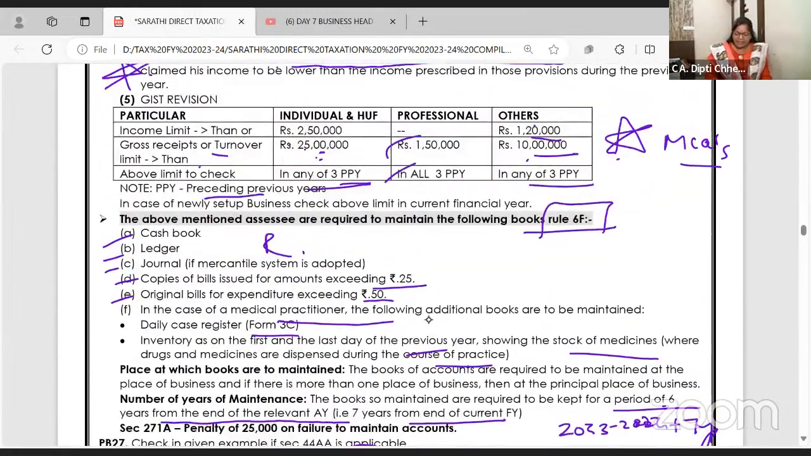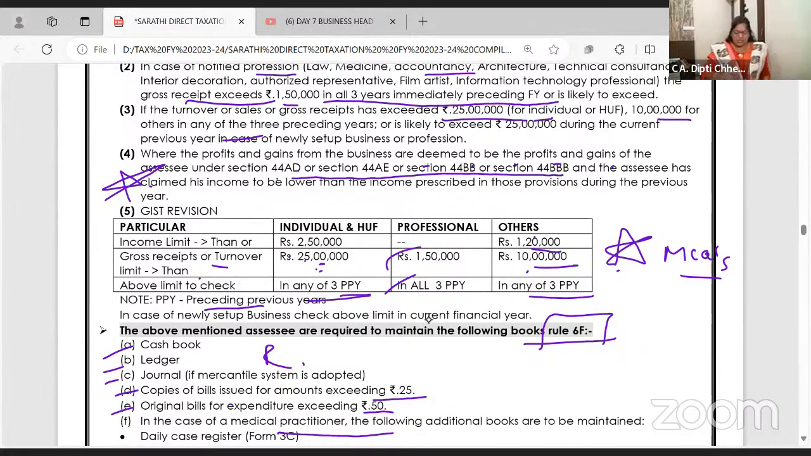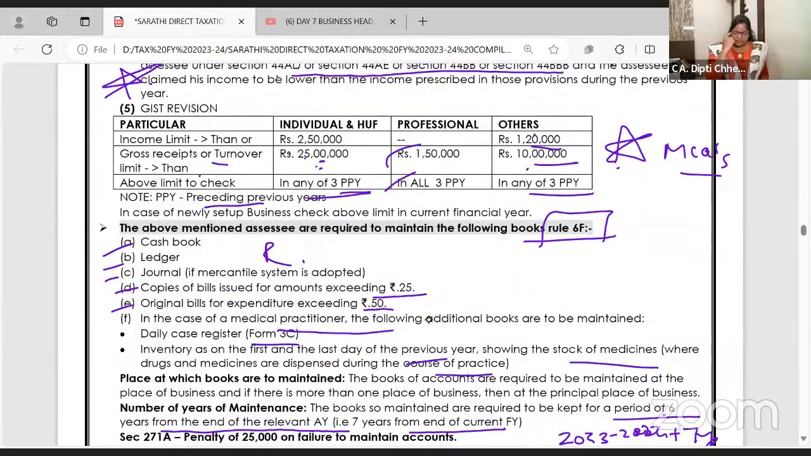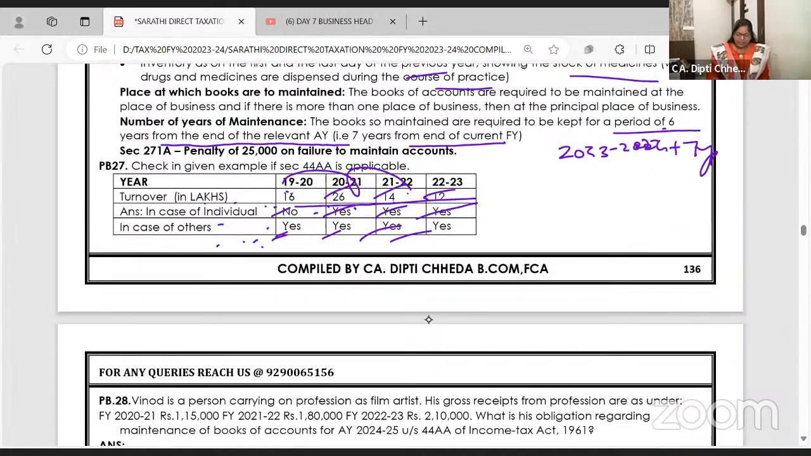Next is, one more question is there like this. So did you get, can we revise the gist once again? Individual and HUF. Is your income exceeding 2,50,000? Yes. Is your turnover exceeding 25 lakhs? Yes. Any of it, maintain books. For others, income exceeding 1,20,000, turnover exceeding 10 lakhs, in any of 3 years. Only for professionals, that 1,50,000 limit is for all the 3 years. And books have to be maintained for 7 years.